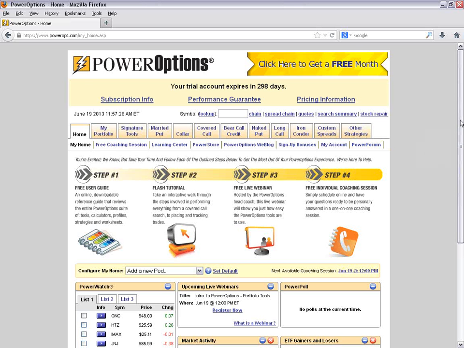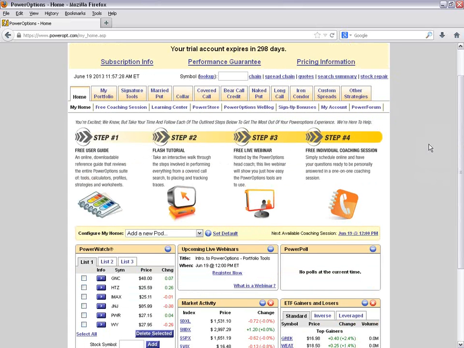And what we're looking at right now is the basic page of a trial account. As you can see, the PowerOptions tools are designed as a tab navigation system. So we have the main home tab when you first log on. I mentioned this is where you can register for that free coaching session.